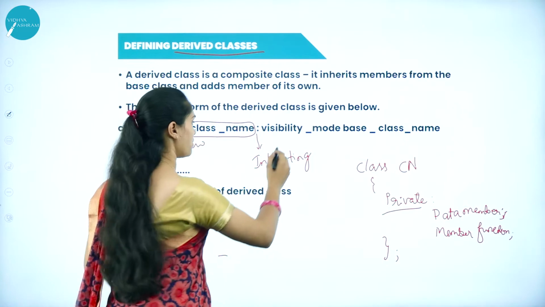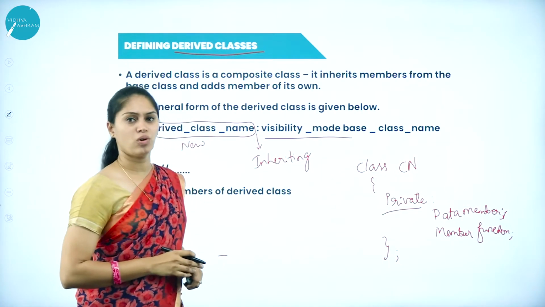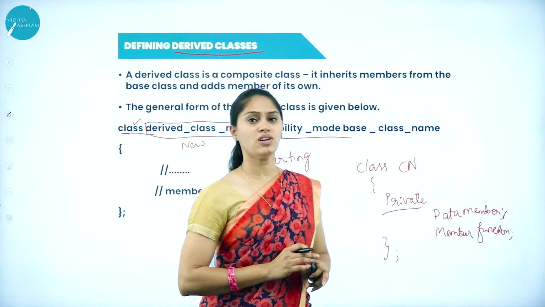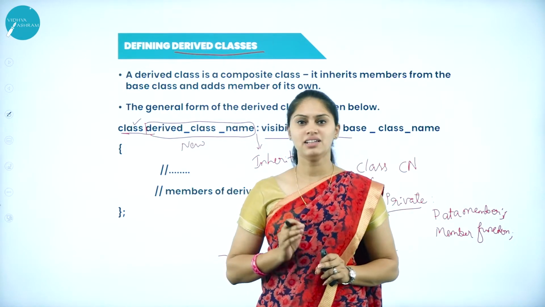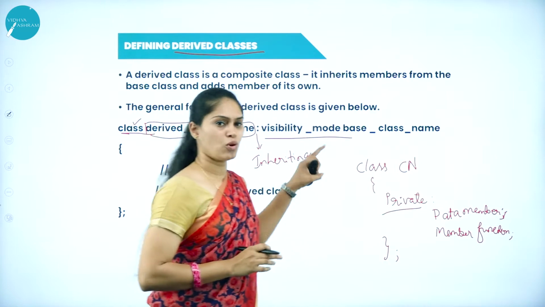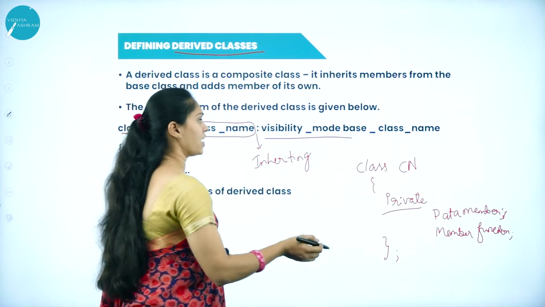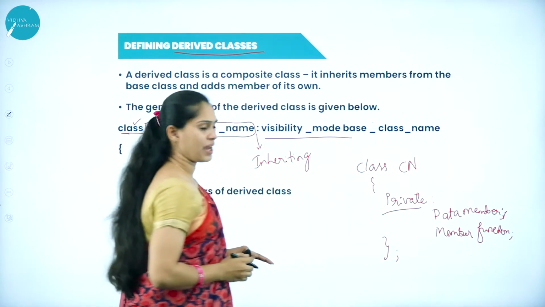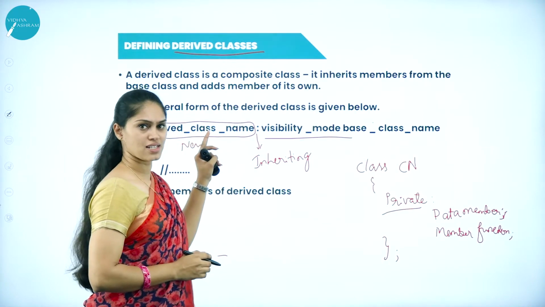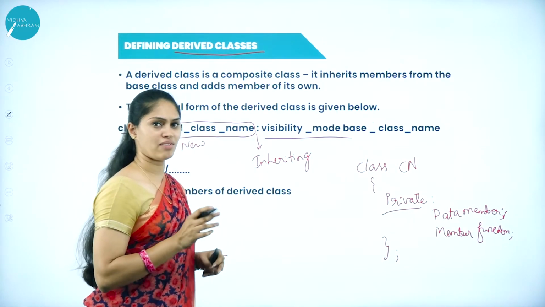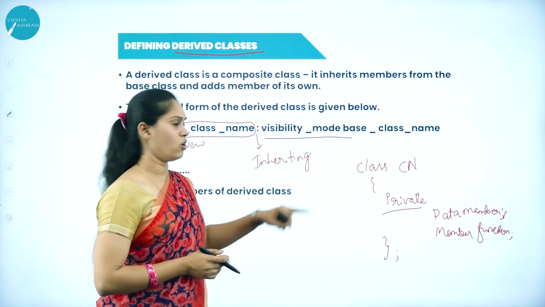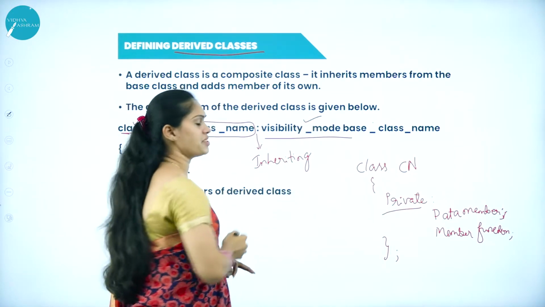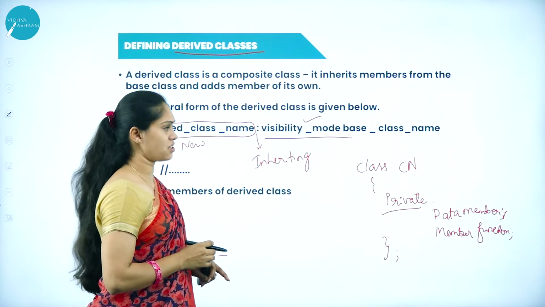After that I need to specify the visibility mode. That is mainly used for data security or data hiding features. The visibility mode tells us how I can inherit the features of the base class to the derived class. There we have private, public and protected. With the help of all the 3 visibility modes, I can specify the access specifier mode.